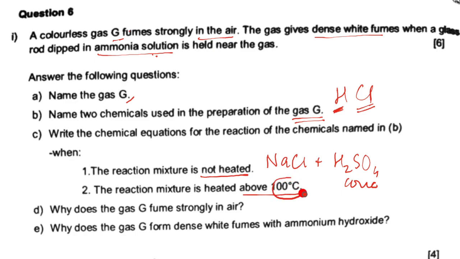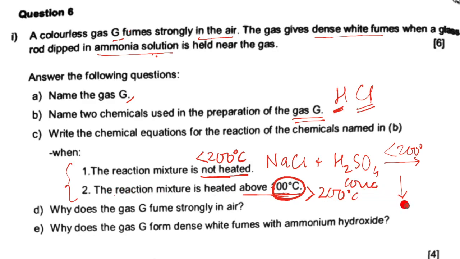Now you know your book gives you not above 100, it tells you greater than 200 here, and not heated, it tells you less than 200. Okay, now here definitely there is an error in this question. They should have mentioned that the reaction of the mixture is less than 200 and here greater than 200. This 100 has been given as a mistake. Anyway, so you will have this reaction with less than 200, and then in the second part, it will be reaction with greater than 200 degrees C.